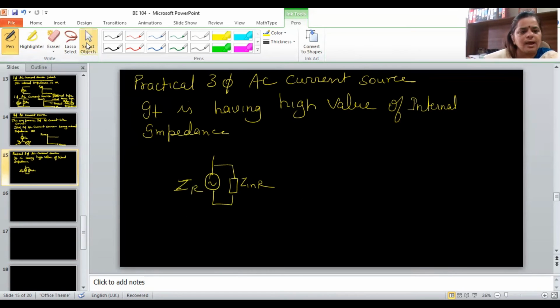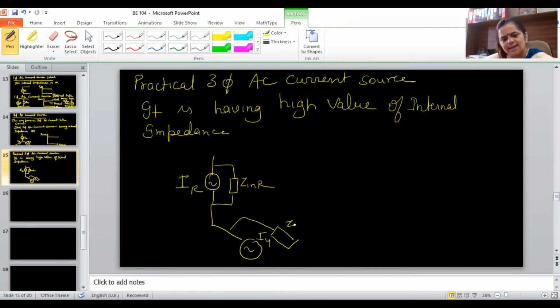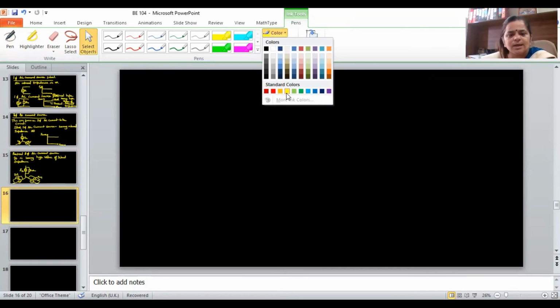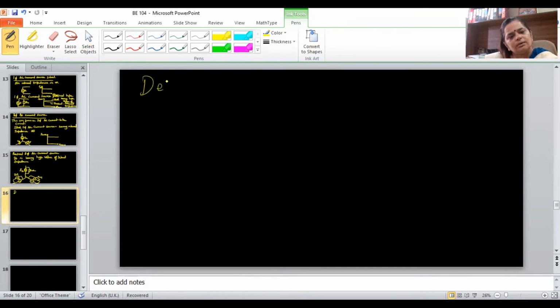So this is IR, and similarly for IY, in parallel with Zin Y. And here also IB in parallel with Zin B. So this is the diagram. So I have completed the independent sources. Now let us come to the dependent sources.